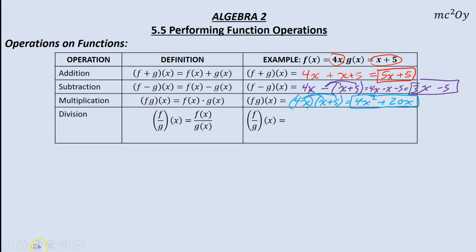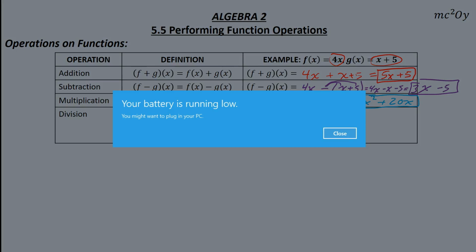And then dividing, you guessed it, you just divide the two. So you're taking 4x and you're dividing it by x plus 5. And really, there's nothing you can do with that. That's just 4x over x plus 5.